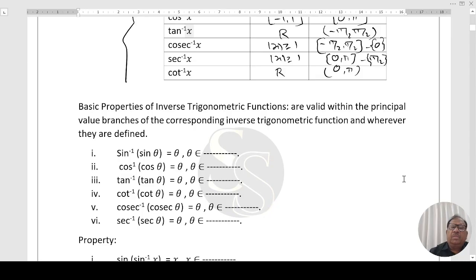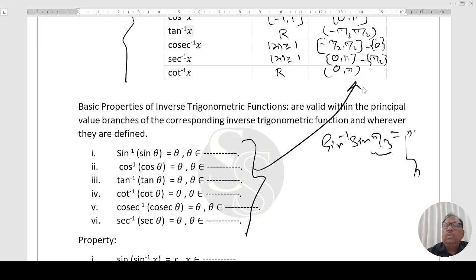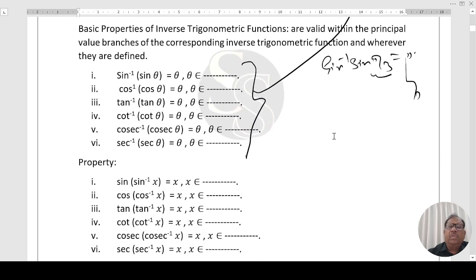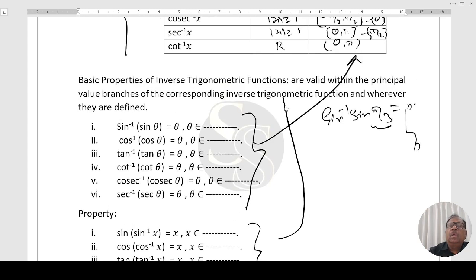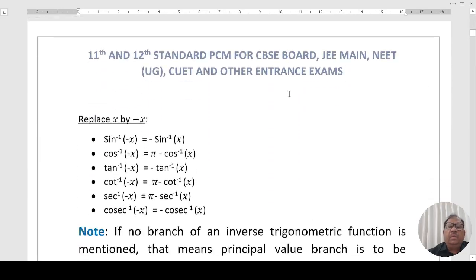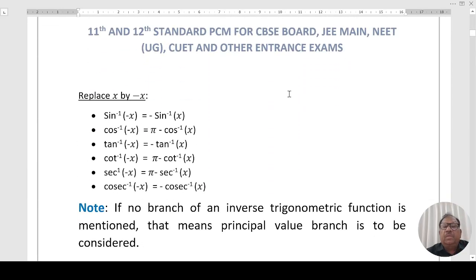For sine of inverse sin theta, sine of inverse sin pi by 3 equals pi by 3, provided theta belongs to this interval. Similarly, sin of sin inverse x, cos of cos inverse x, hold when x belongs to this interval, right? Otherwise these are not defined. And now the formulas applicable when x is replaced by minus x.